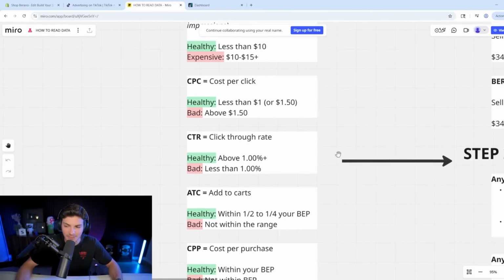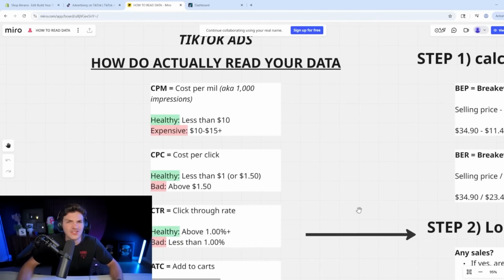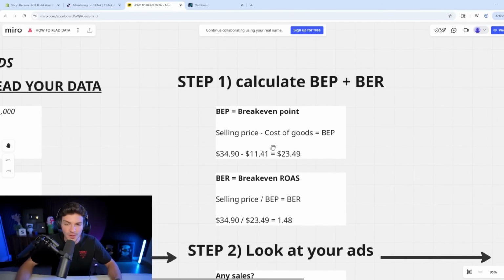So that's your e-com dictionary. But what does this actually mean? How do we apply this when reading our own data? So what you first want to do is step 1, calculate your BEP, your break-even point, plus your BER, your break-even ROAS. So your break-even point is how much you need to spend to get a sale, essentially.